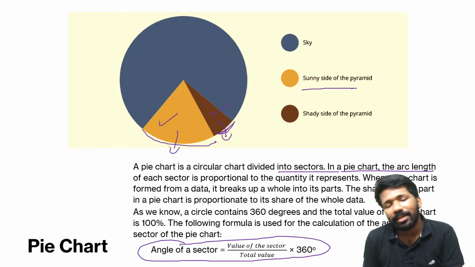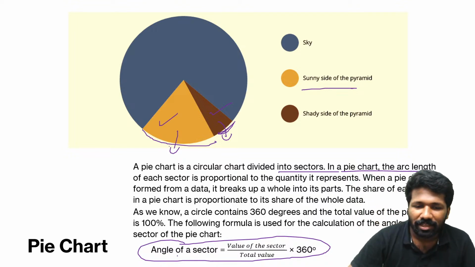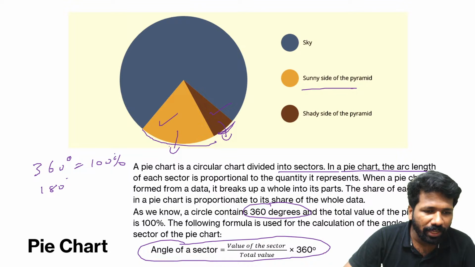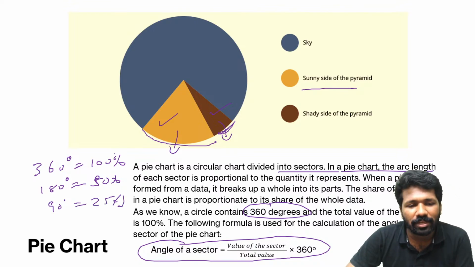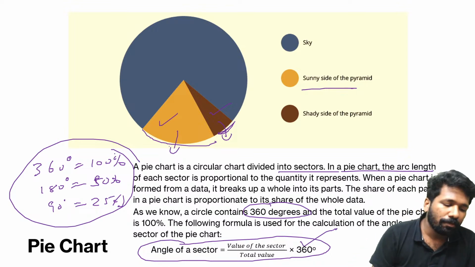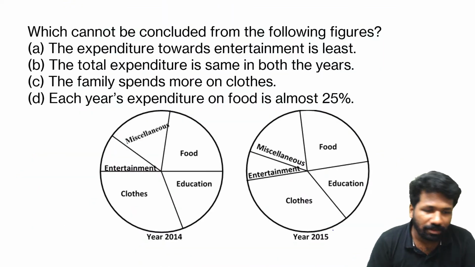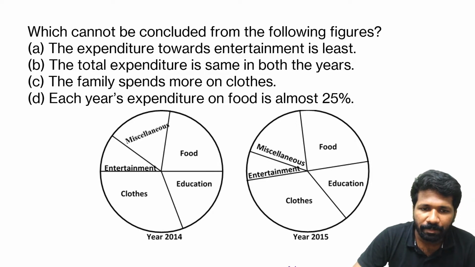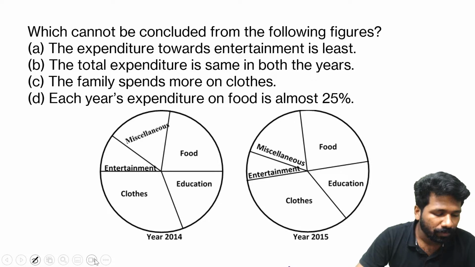Actually this is not needed if you logically understand. You just have to understand this idea: 360 degrees is 100%. So 180 degrees will be 50%. 90 degrees will be 25%. You can compare this using ratio and proportion instead of the formula. I will show you a question so that you will understand it better. This is a good question with a proper pie chart, two pie charts given. Go through this, all of you.